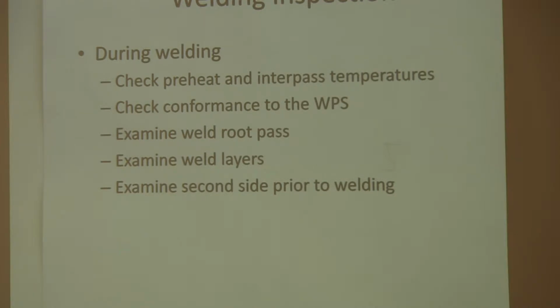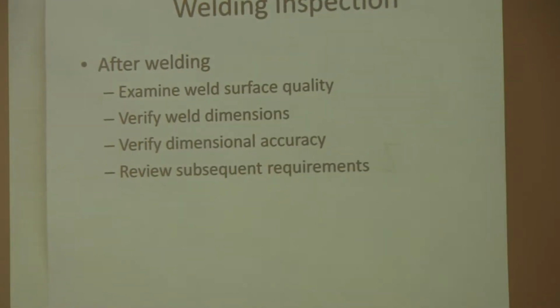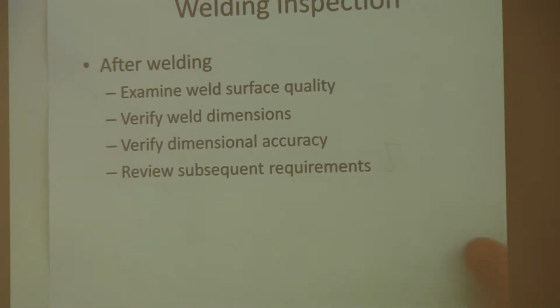He needs to be able to check the root pass, which is the first pass that's put in. He needs to check the preheat and interpass temperatures, which were important for the metallurgy that we talked about. He needs to make sure that those are being checked. And then after welding is when all of that actual visual inspection takes place. He does that by verifying the quality of the weld. Is there porosity? Are there cracks? He checks the dimensions because the dimensions are going to be specified. And he's going to review if there are any other requirements that need to be fulfilled.